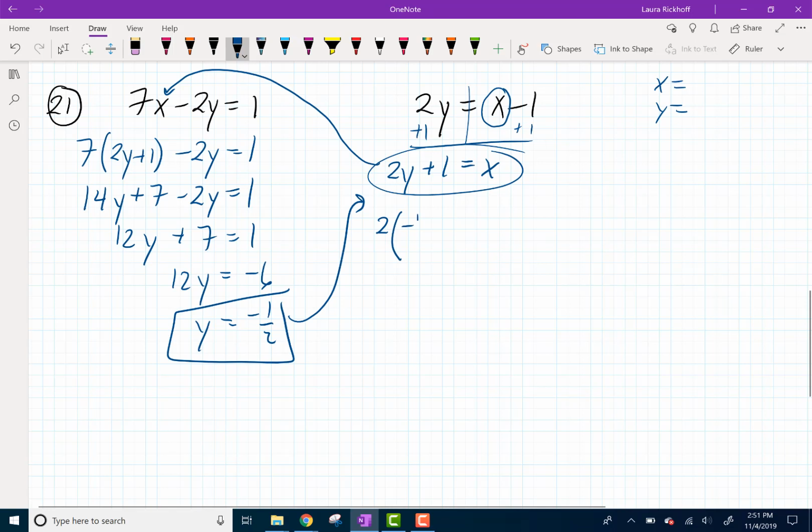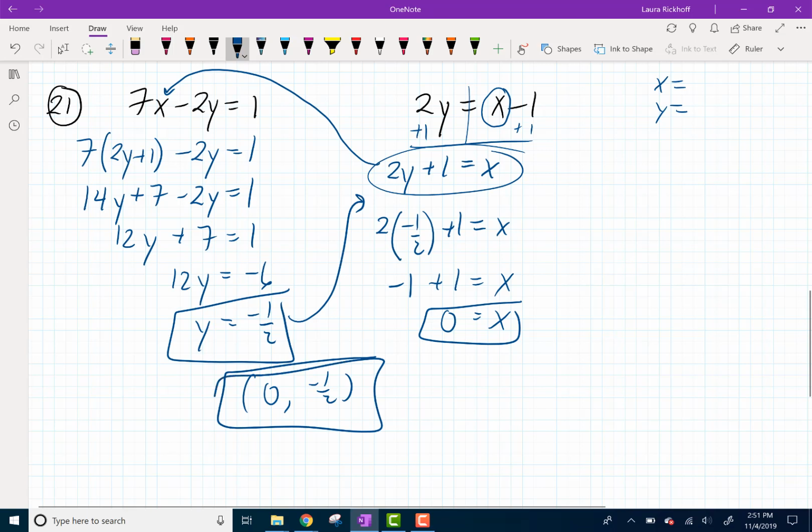So 2 times negative a half plus 1 is x. So 2 halves make a whole, and it's negative. So x should be 0. So that should be my answer. X is 0, y is negative a half. And if I put them back in, they should work.